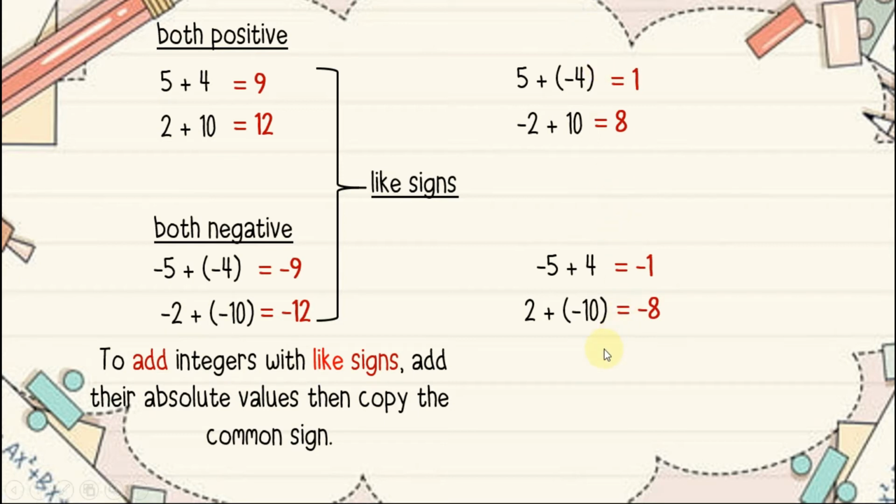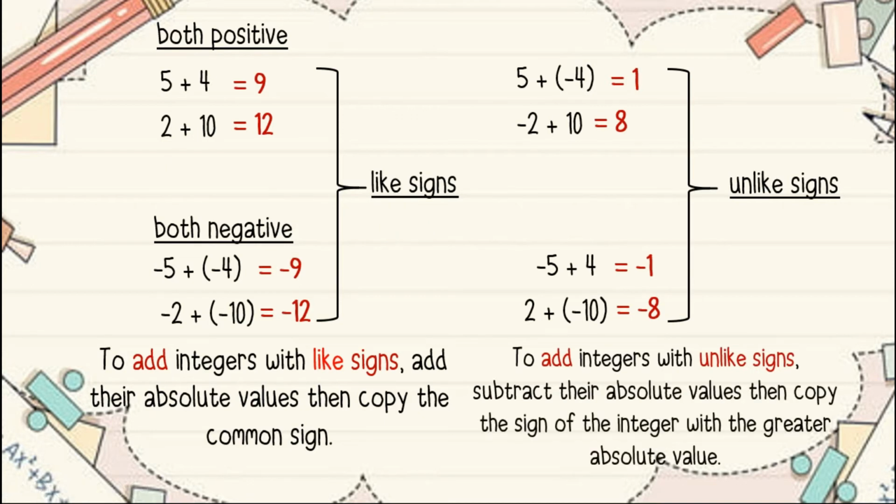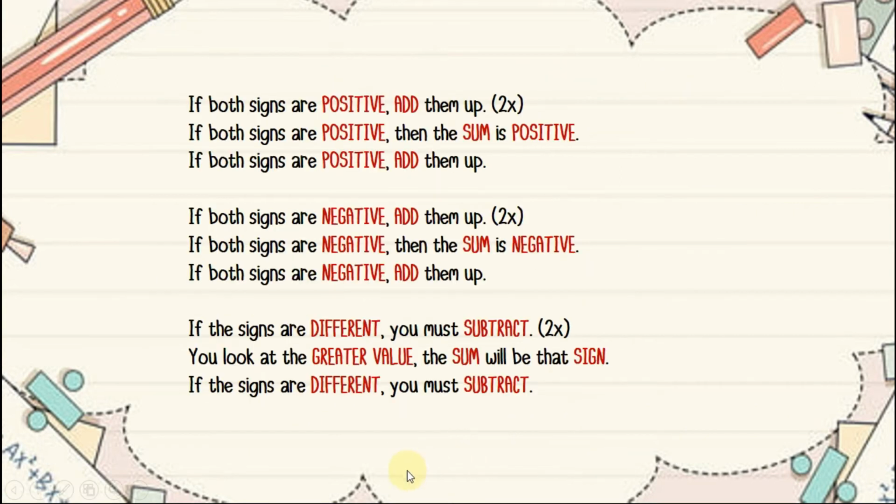Now look at the new set of examples. As you can notice, the addends have different signs. One is positive, the other is negative, and they are called unlike signs. To add integers with unlike signs, you subtract their absolute values, then copy the sign of the integer with the greater absolute value. In adding integers, we can apply this song for you to add integers easily.